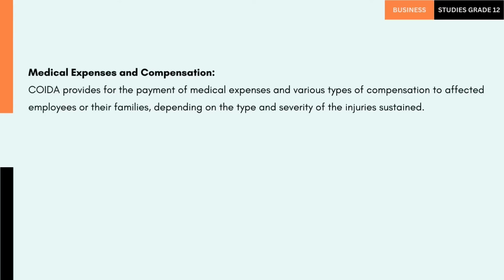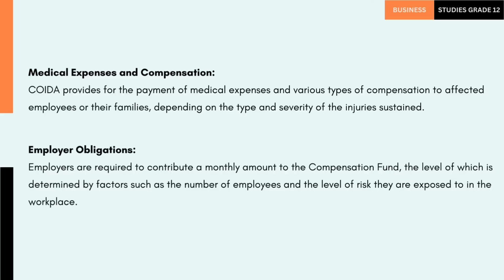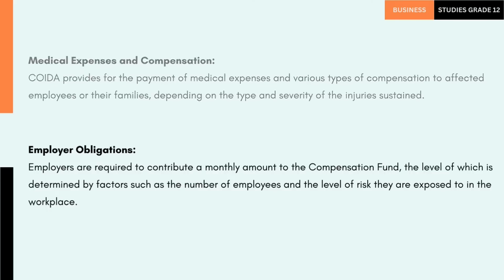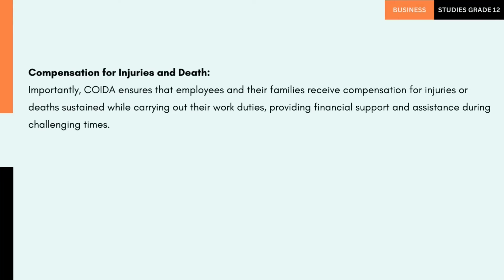COIDA provides for the payment of medical expenses and various types of compensation to affected employees or their families, depending on the type and severity of the injury sustained. 6. Employer obligations. Employers are required to contribute a monthly amount to the compensation fund, the level of which is determined by factors such as the number of employees and the level of risk they are exposed to in the workplace. 7. Compensation for injuries and death.